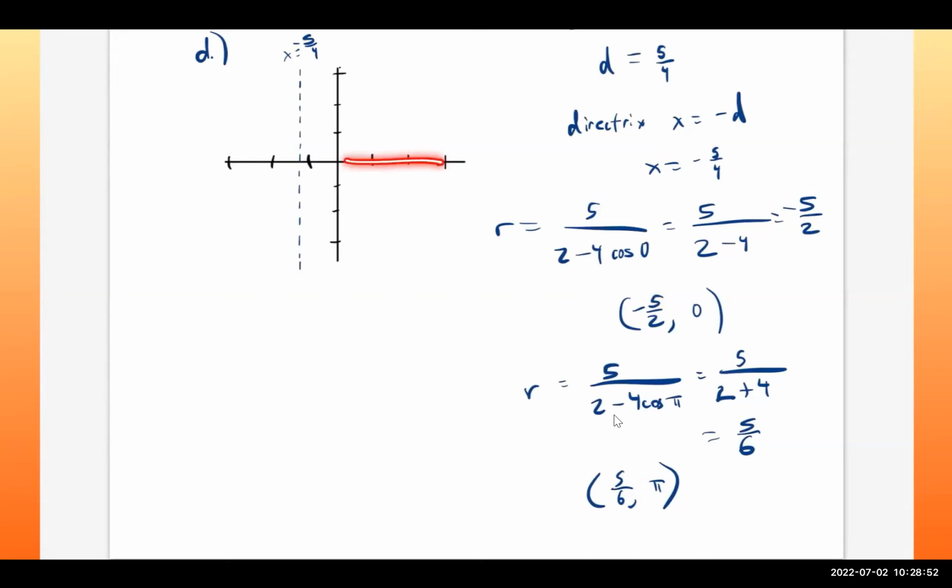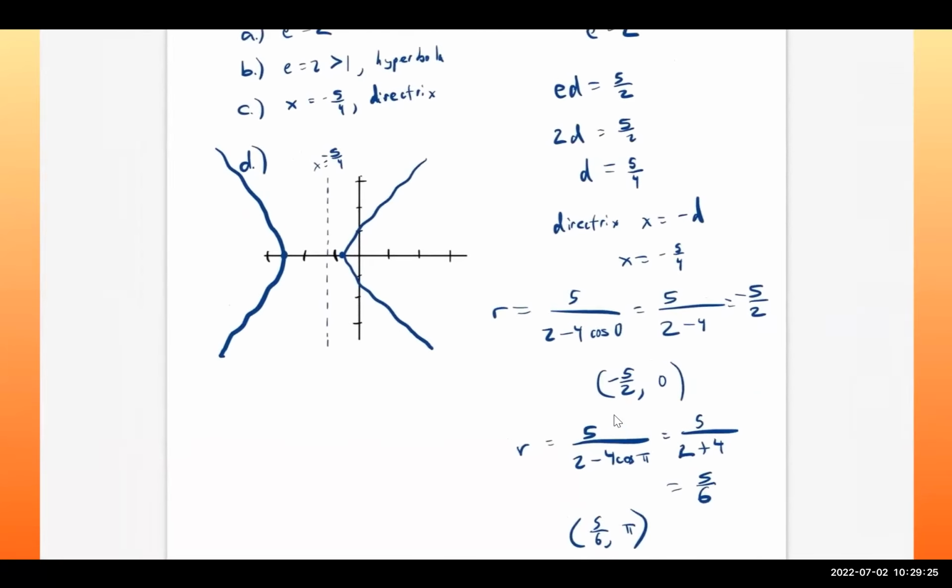So at angle 0, it's going to go to negative 2.5. So angle 0 would be this way, but negative 2.5 means you have to go in the opposite direction. So negative 2.5 would be right there. That's one vertex, which is going to go this direction. And then the other one is in the pi direction, we're going 5/6. So 5/6 would be slightly less than 1, so about right there. And so there is your hyperbola. Remember, it's just a sketch, so it doesn't have to be perfect.